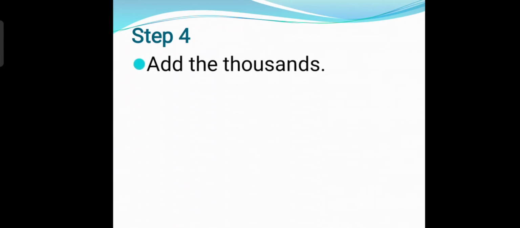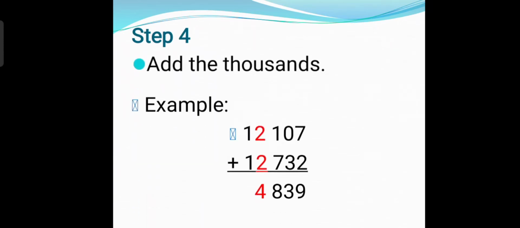Next step, step 4. Add the thousands. What are in the thousands place? We have written in the example, 2 plus 2. The sum is 4. Let us write the sum under the digits that we added.